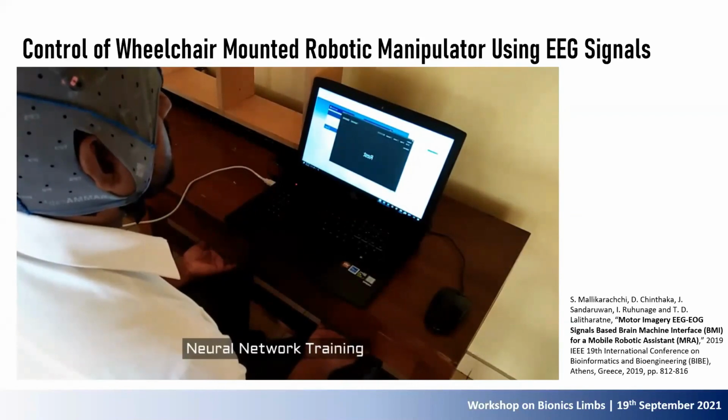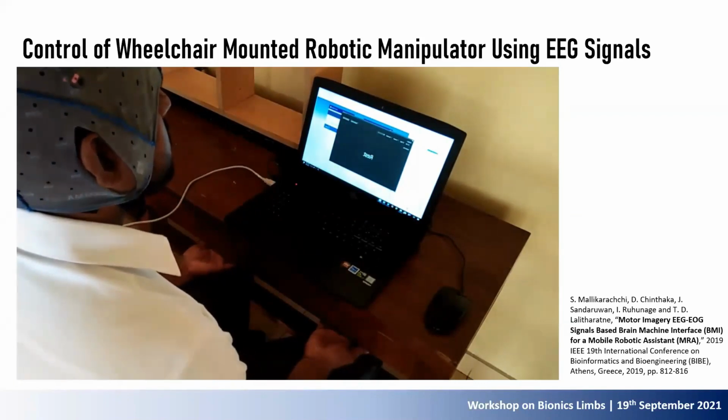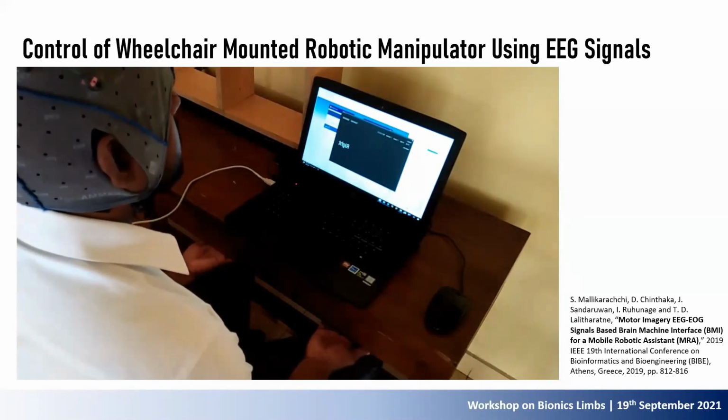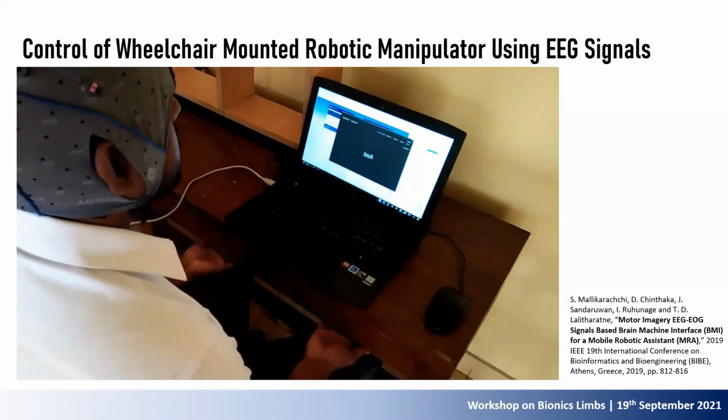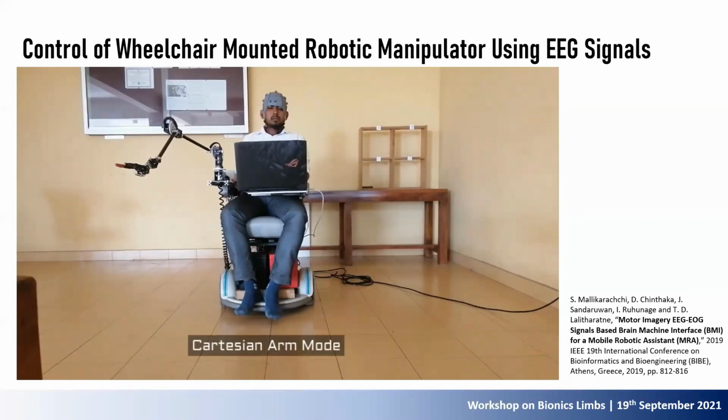So we showed some messages, for example, rest, left versus right. When you see the left, we asked the participant to lift his left hand, as you can see from this video, and when he sees right, he has to raise his right hand, and then we train the whole neural network.